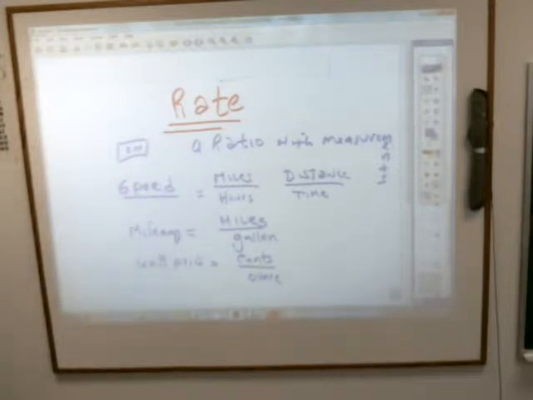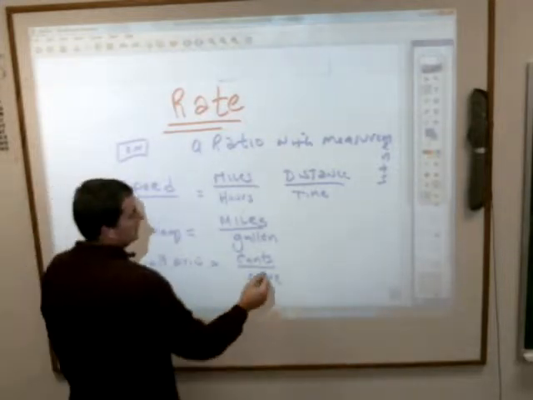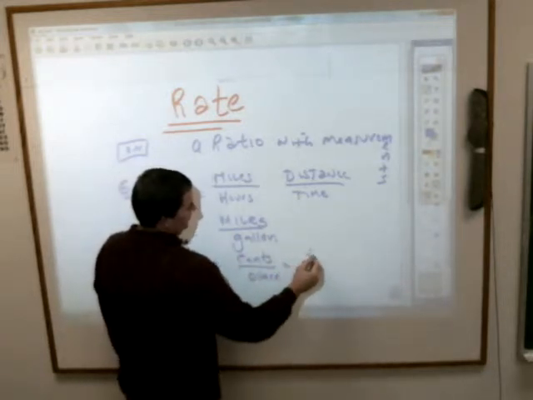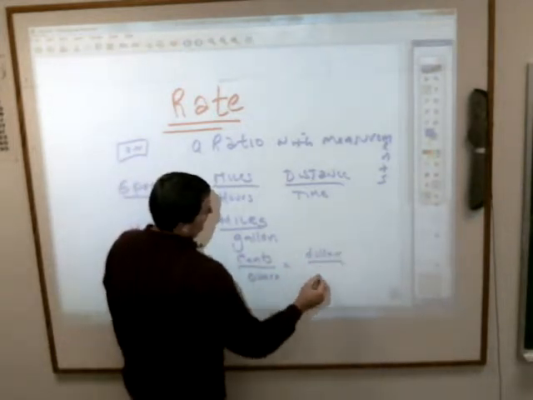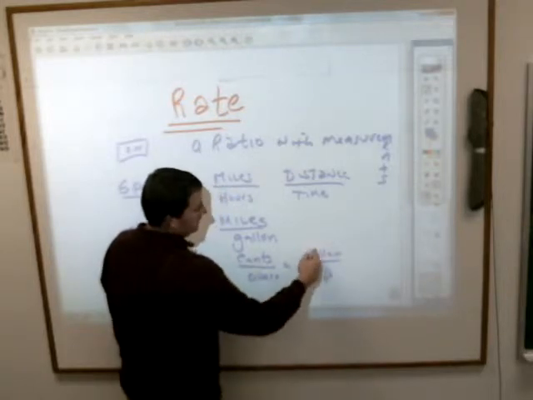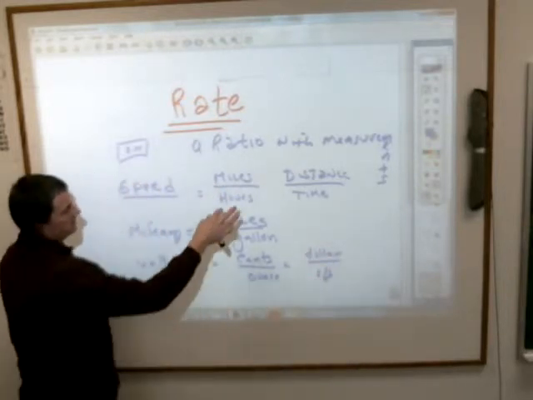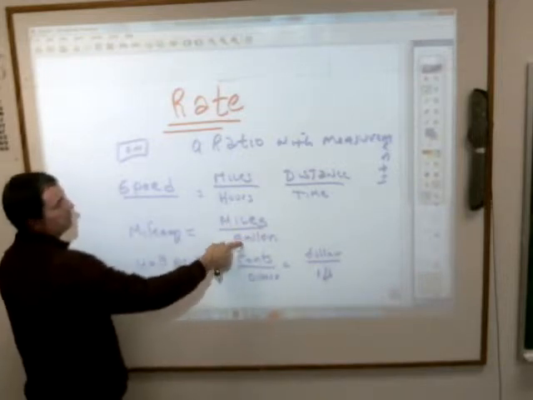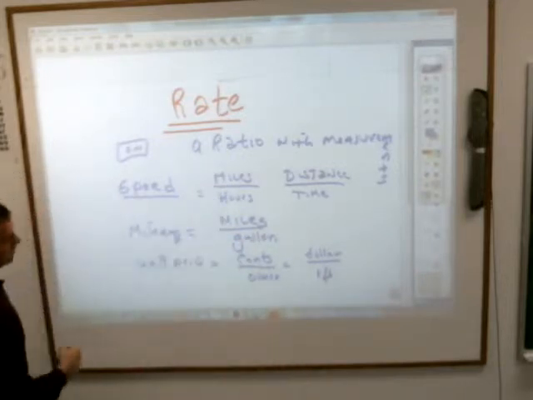Or how much per pound? When you go to the meat department, it'll say dollars per pound. It's money over weight. This is distance over time. That's miles over hours.